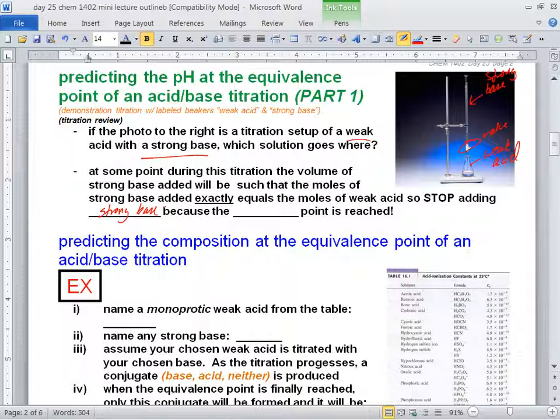Technically, you're supposed to say the end point, but if you pick the right indicator, because you have to put some indicator in there, right? Otherwise, you don't know when to stop. So we'll put some solution in here that'll change color when the equivalence point is reached. And the equivalence point is the end point if you pick the right indicator, so we won't worry about that. We'll just call it equivalence point. So what we're going to try to do is predict the composition at the equivalence point of an acid-base titration. In other words, just how much of it do we generate? What's the concentration of it?